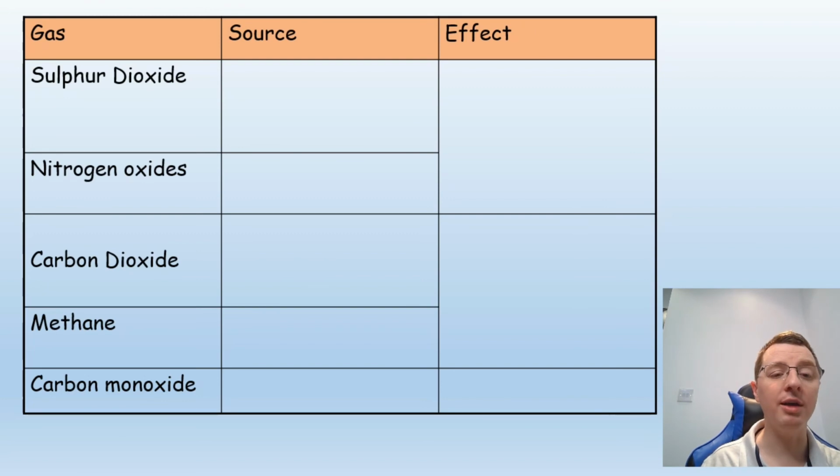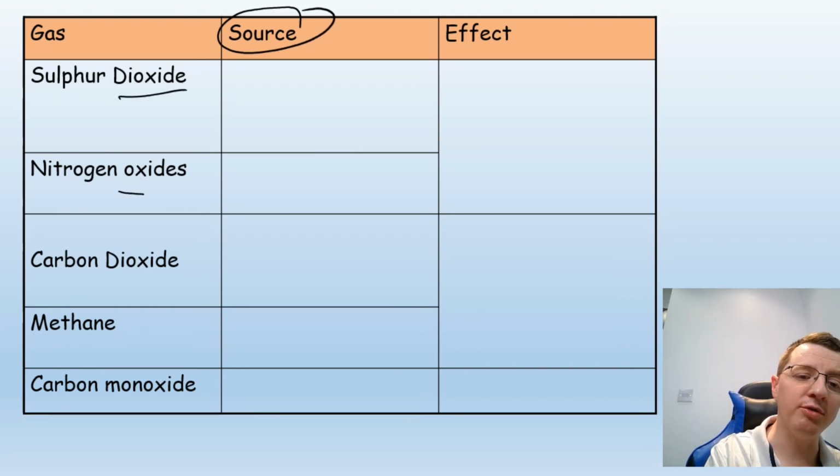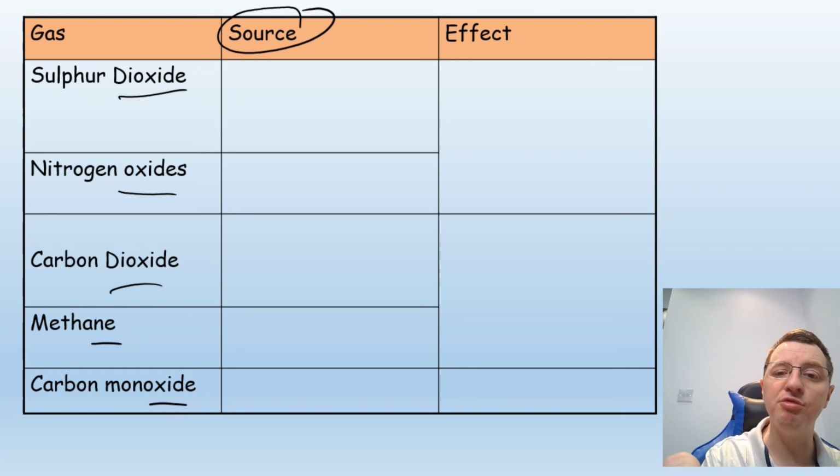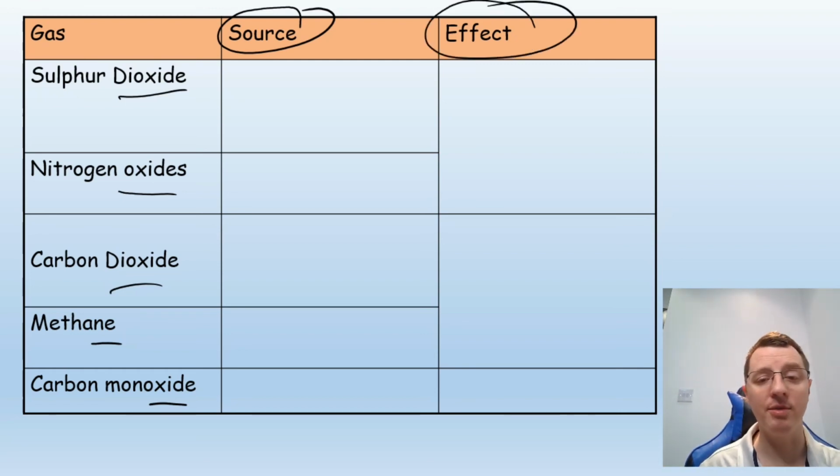So at this point I'd like you to pause the video and just draw down this table. Can you name the sources of each of these pollutant gases in the atmosphere, and then briefly describe their effects? I'll show you the answers in a moment.